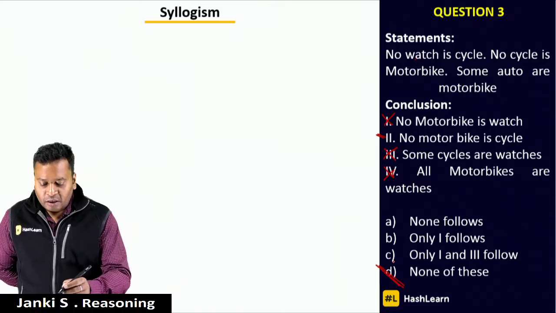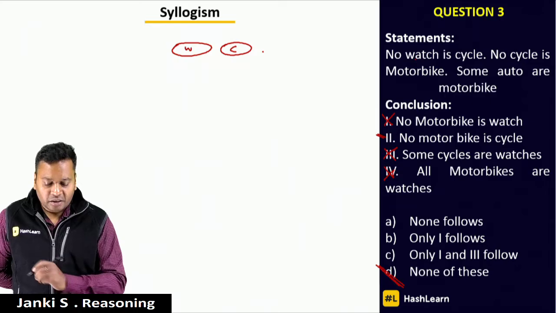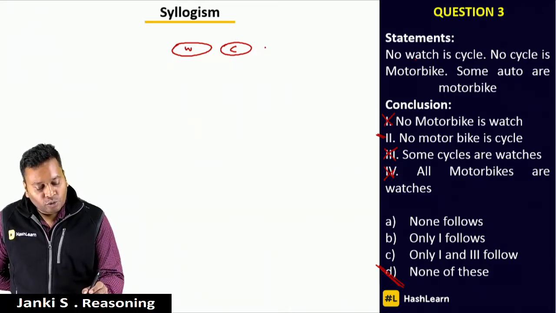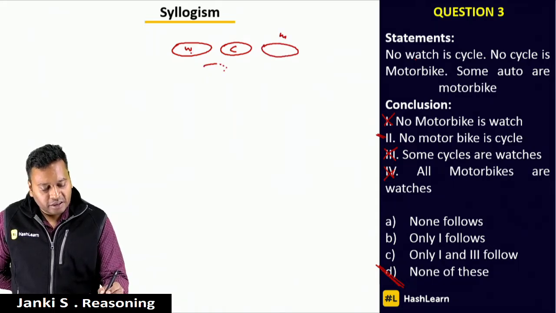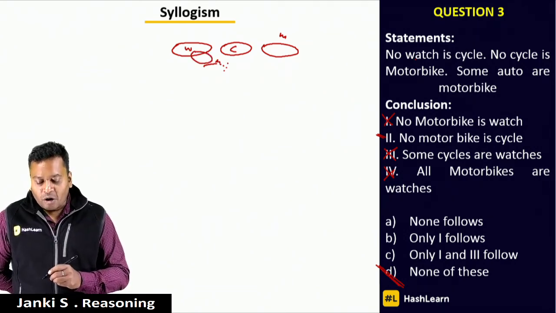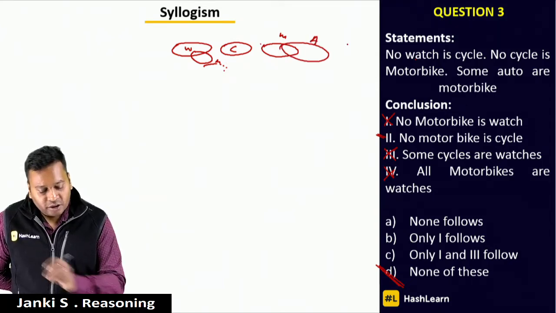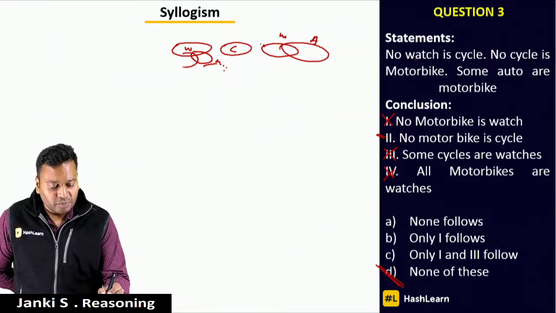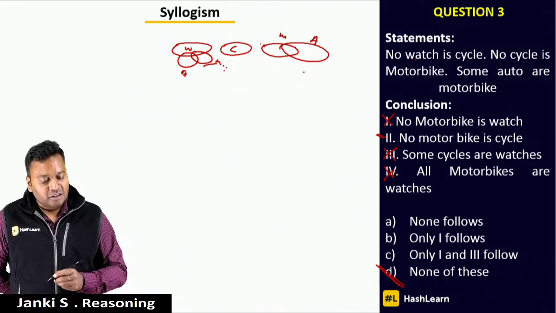Let's draw the diagram. No watch is a cycle, so let's consider a watch and a cycle. So no watch is a cycle. No cycle is a motorbike. So motorbike can be here, not exactly. I'll keep the value somewhere at this part, right? So I can take motorbike at this point. Some autos are motorbikes, right? So some autos are motorbike, right? So it can be here or else can be here. Let's consider, right? So that means I cannot find out the relation between these, right?